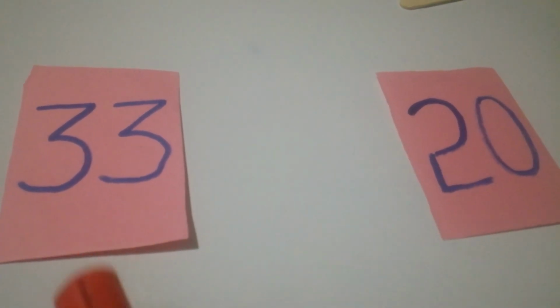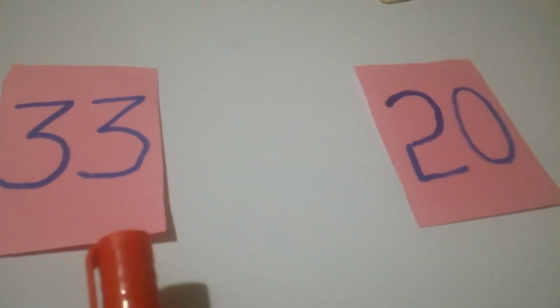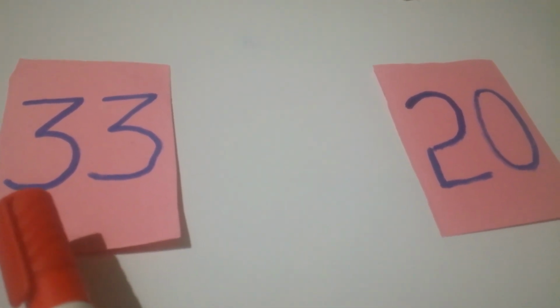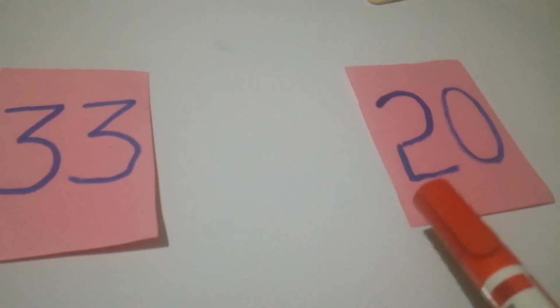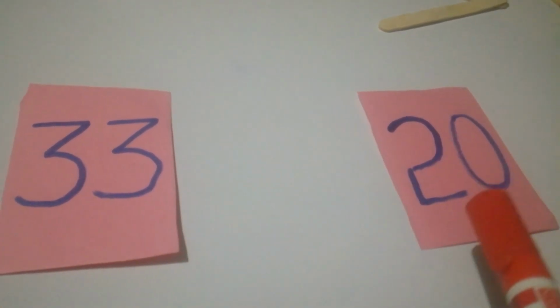Now if you see these two numbers, here I have 33 and here I have 20. To know which number is greater, first see the digit in the tens place. In the tens place, what is the digit we have? Here we have 3 and here we have 2. So 3 is bigger than 2.